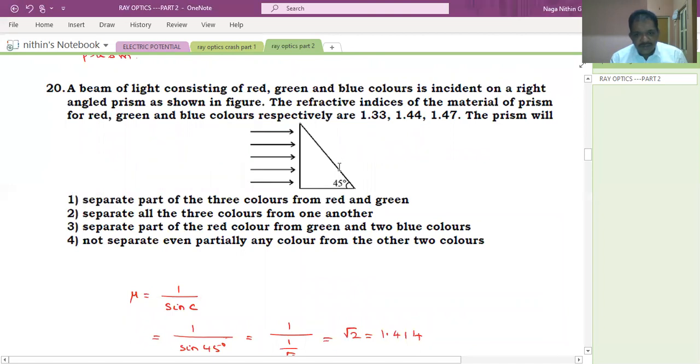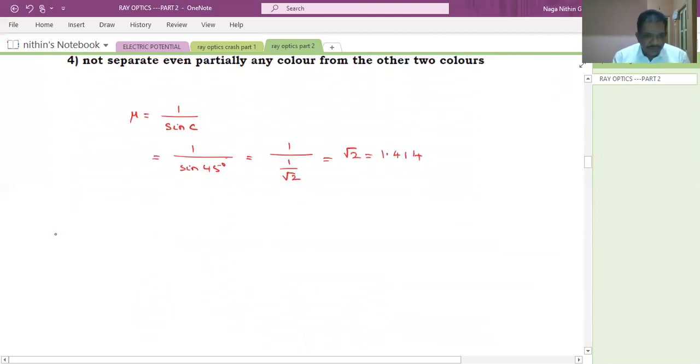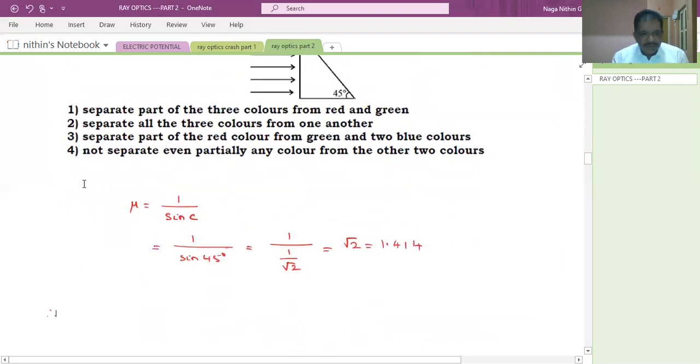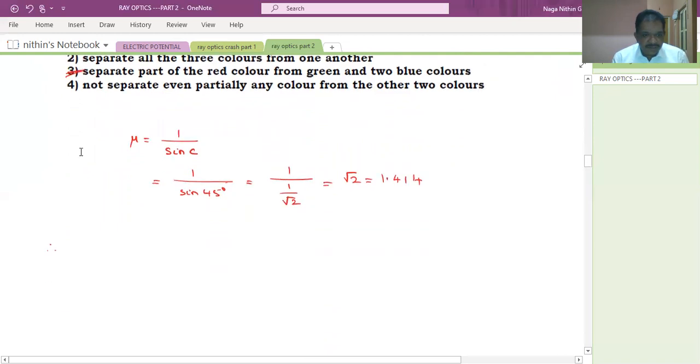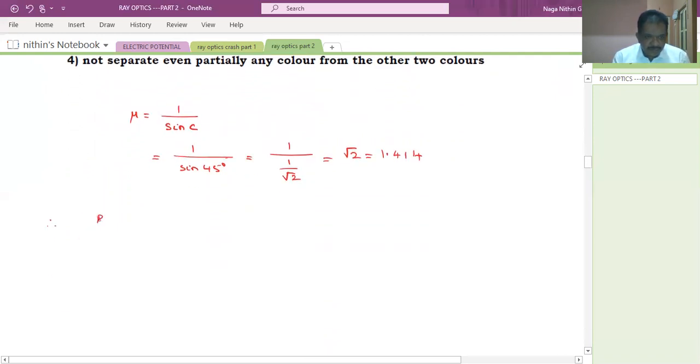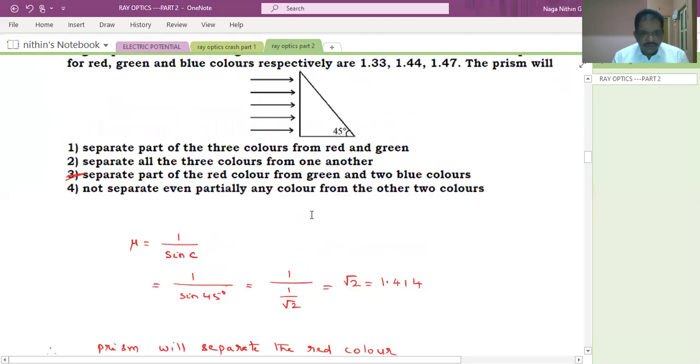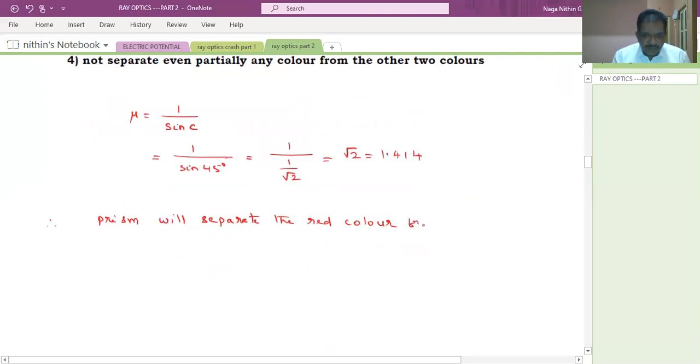Okay. If the refractive index for that color is greater than 1.414, it will come out. Remaining, it will stop. So here 1.33, red will separate from the remaining. Okay. Therefore, this prism will separate the red color from green and blue colors.